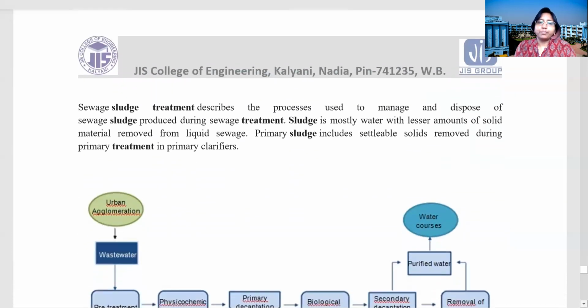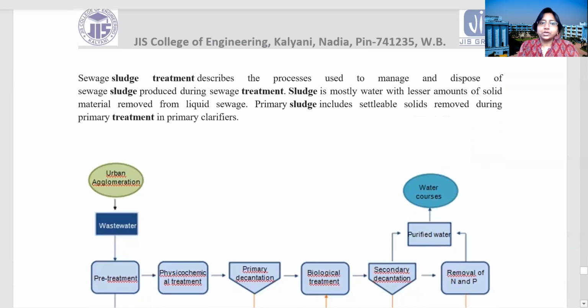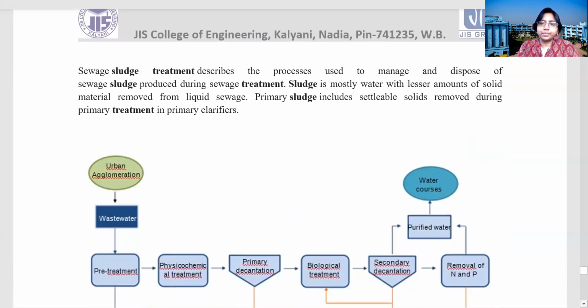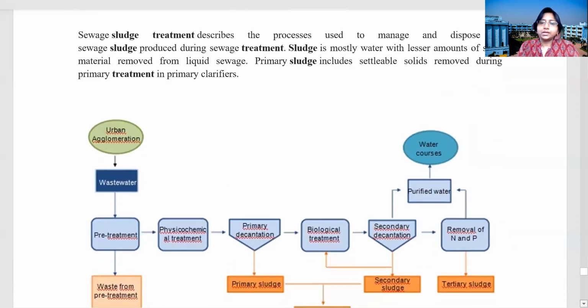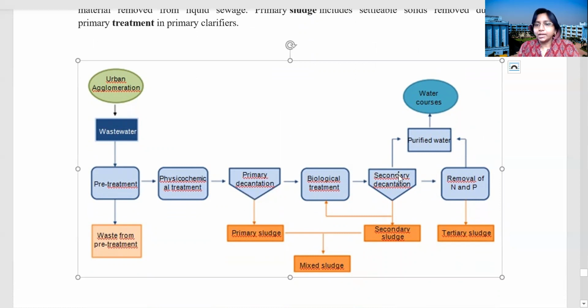Next, another important part is the treatment of sewage, the sewage sludge treatment. Sludge we get from primary treatment and secondary treatment also. Here you can see that from primary decantation we get the primary sludge, and from the secondary decantation we get the secondary sludge. Sludge basically means solid plus water.